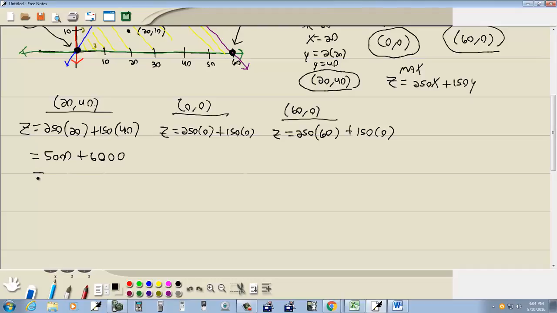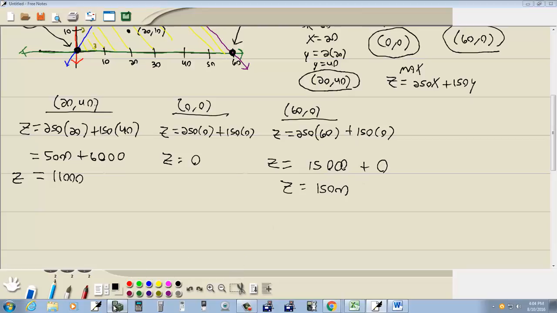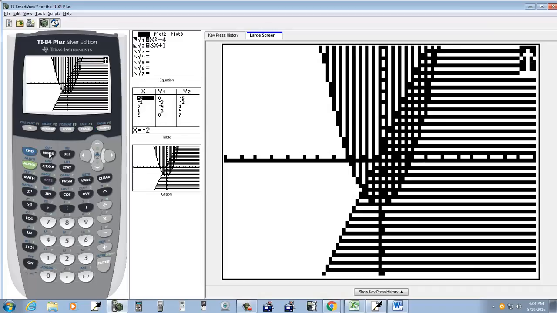Which gives us 11,000. Now, over here, 250 times 0, 150 times 0, so z is equal to 0. And for the other one, you know, I don't really trust myself on that. Let's try this again.